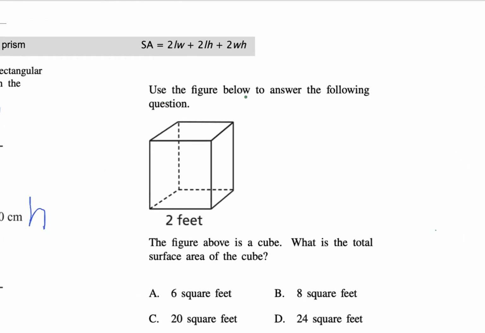So here it says, use the figure below to answer the following question. We see the figure. They say the figure above is a cube. Now, once I see that word cube, I know with a cube, all the sides are the same. So it's like you have squares that are making your faces. So they say, what is the total surface area of the cube?